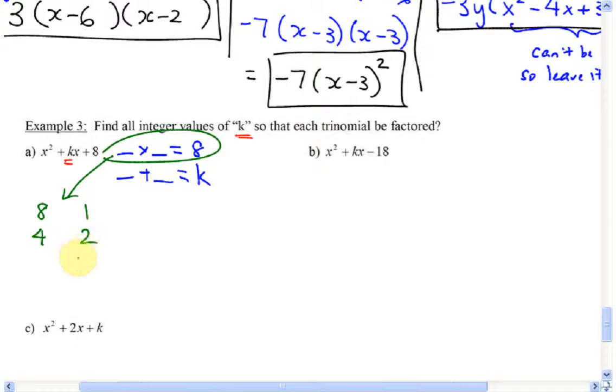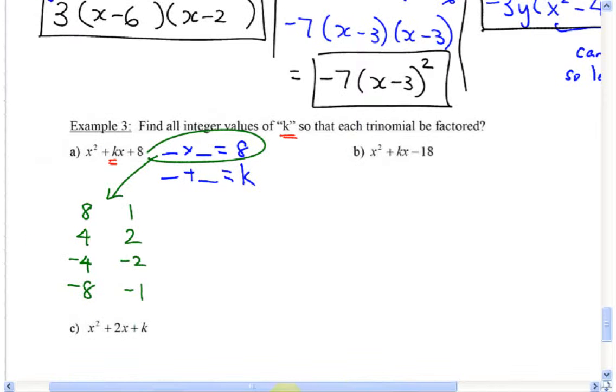Negative 2 and negative 4, Suleiman says. Correct. One more. Negative 8 and negative 1. So you told me 4 different combinations, right? Now, I'm asking you what the value of k is going to be. How do I find k using these combinations? It just said add them.